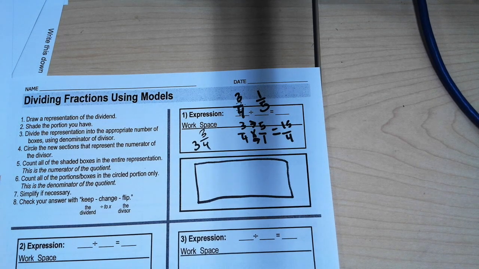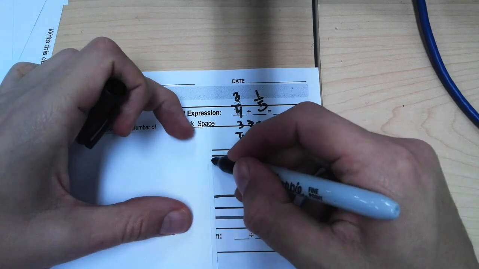Okay, so now I'm going to go ahead and draw 3 over 4.